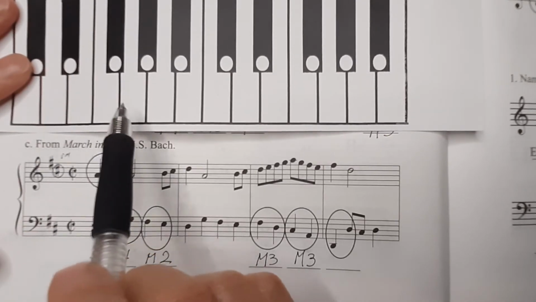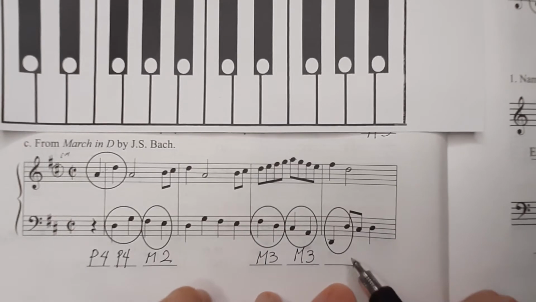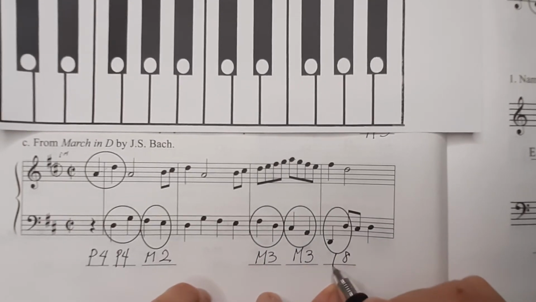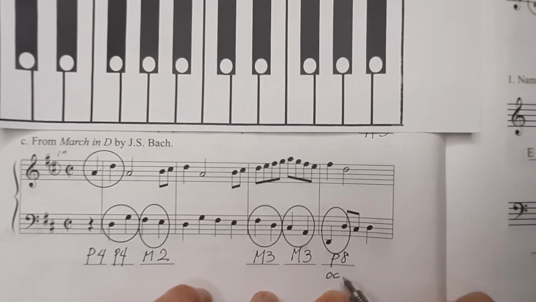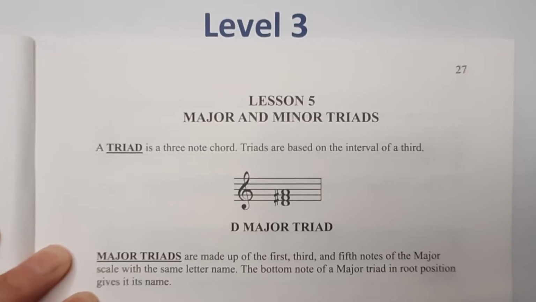1, 2, 3, 4, 5, 6, 7, 8. Interval of 8. And you call this a perfect interval. Or you can say this octave. O-C-T-A-V-E. What do you call it again? Octave. Great. Okay, let's move on to page 27 now, okay?